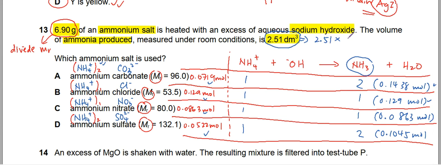So for this one we can use the molar volume to get the number of moles. 1 mole equals 24 dm cube. So 2.51 dm cube, if we calculate that, we would get 0.1046 mole, which matches with this one here. So we can conclude that the ammonium salt used is the ammonium sulfate.